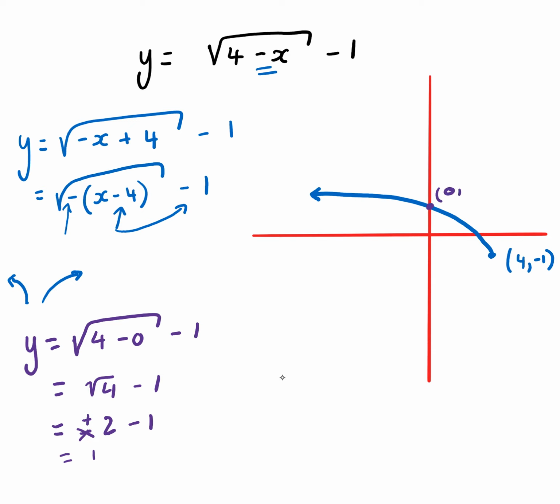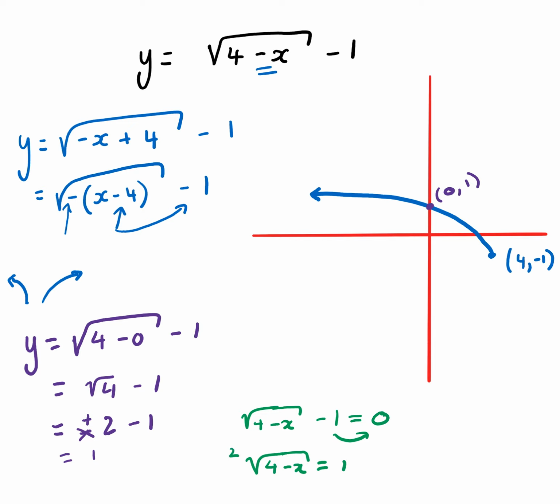So we've got 0, 1. There's still an x-intercept to be found. So if I said the square root of 4 minus x minus 1 equals 0, so let y equals 0, I'll bring the 1 over. Square root of 4 minus x equals 1.